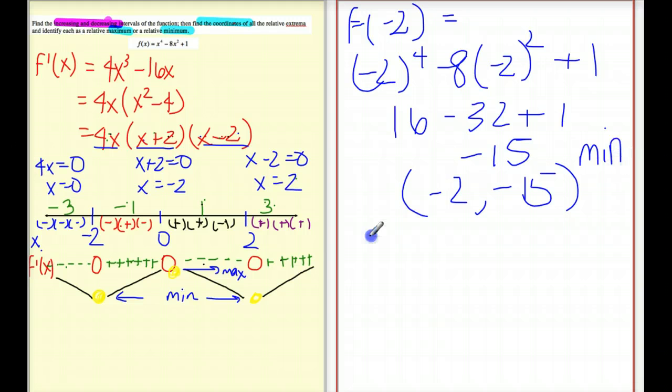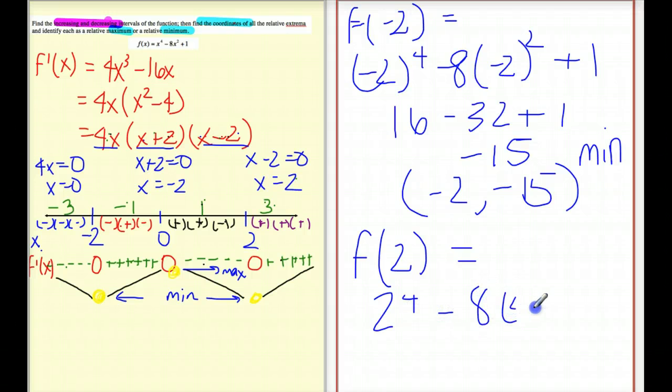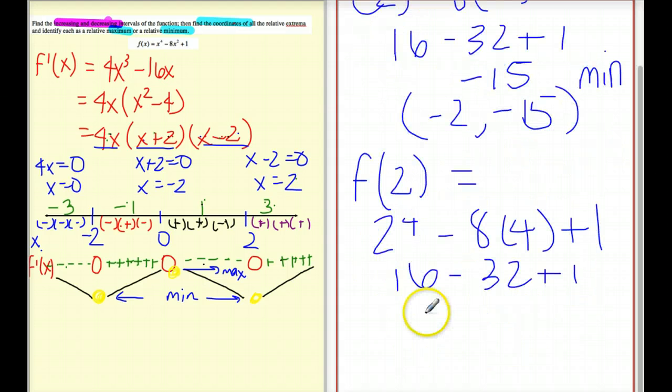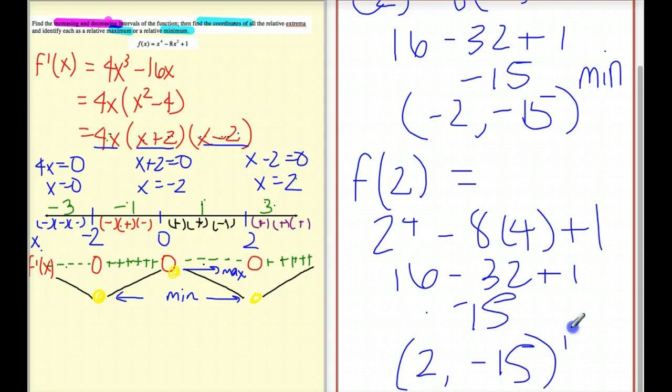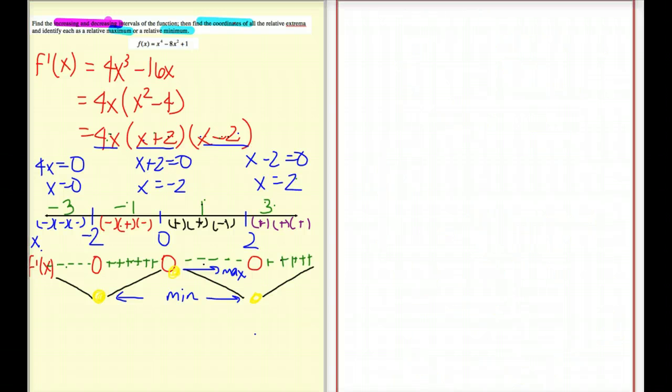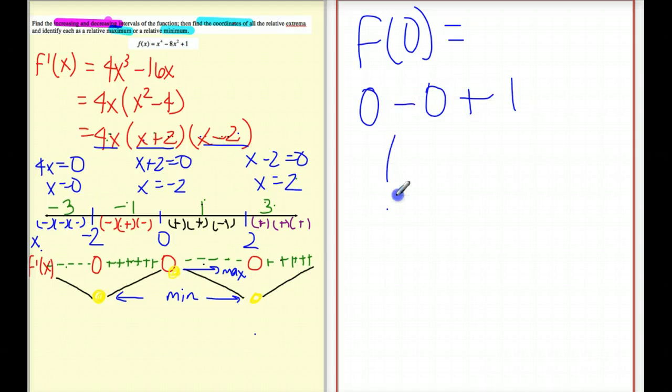My other minimum is when f of +2 is the value, and so I get 2 to the 4th minus 8 times 4 plus 1. That also gives me 16 minus 32 plus 1. And so my other minimum value is at +2 comma -15. That's my second minimum. Let's go ahead and find my maximum value. Well, the maximum value is when x is equal to 0. So f of 0 is equal to 0 minus 0 plus 1, which gives me a maximum value at 0, 1.